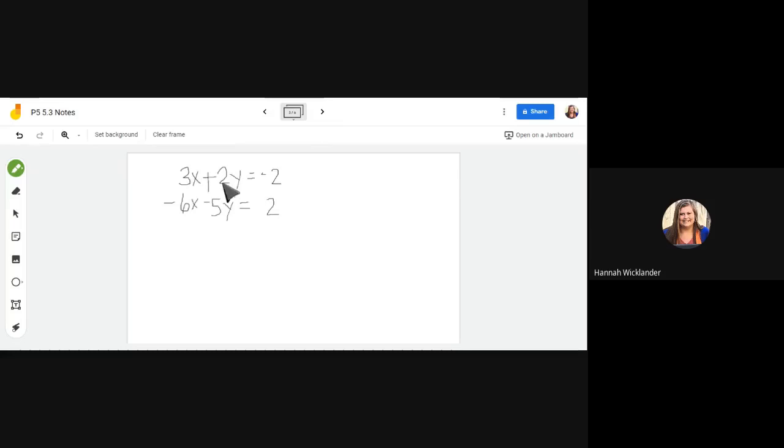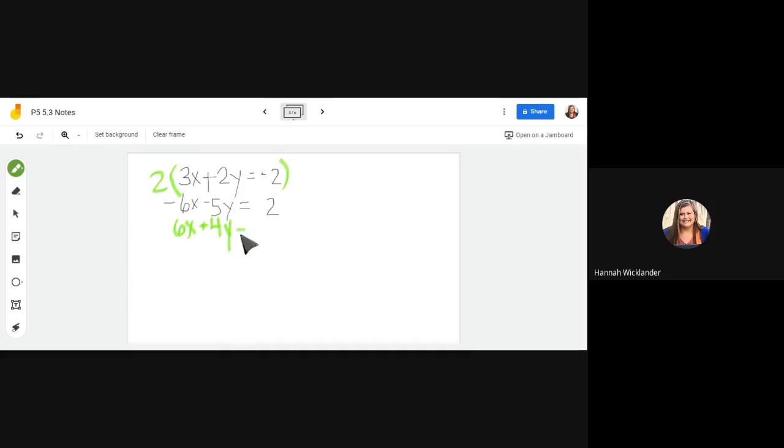So I have 3x plus 2y equals negative 2, negative 6x minus 5y equals 2. I want the equations to cancel out. So this time I'm going to multiply the top equation by 2 again, because 2 times 3 will give me 6x. So I'm going to rewrite that equation down below. 2 times 3x gives me 6x. 2 times 2 gives me 4.